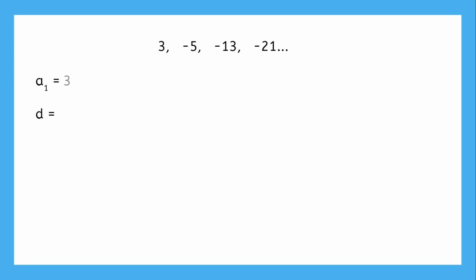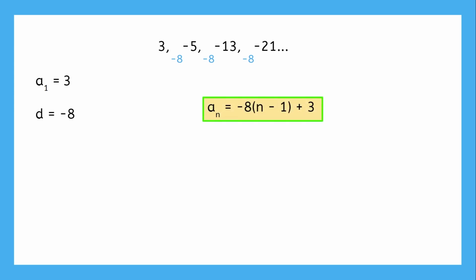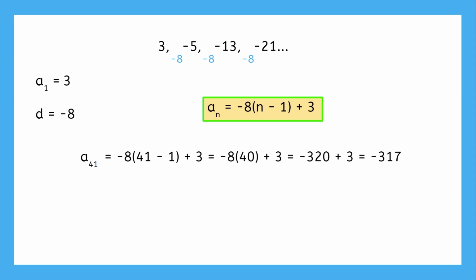This time, the first term is 3, and the common difference is negative 8. Now all that's left to do is to put them in the formula. 3 for the first term, and negative 8 for the common difference. Now, if we wanted to find, say, the 41st term, we could just plug in 41 for n and simplify, and we'd get that the 41st term in this sequence would be negative 317.